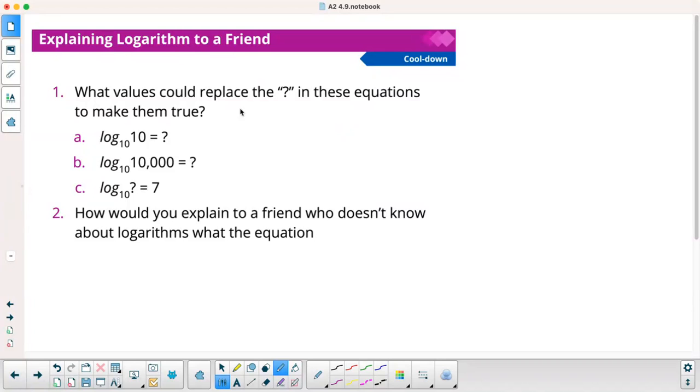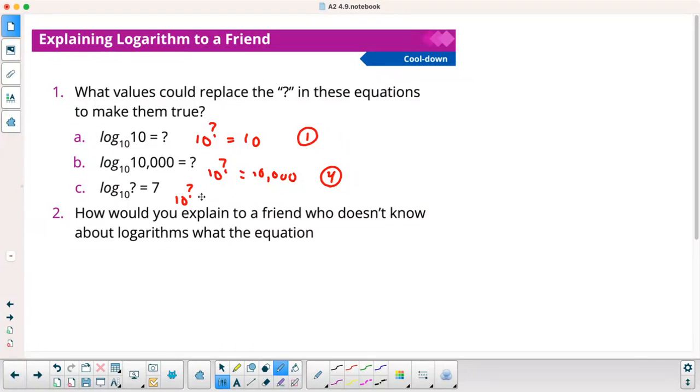All right, what values could replace the question mark in these? So 10 to what power? This 10 is my base, the question mark is my exponent. 10 to what power equals 10? Well, that would be 1. 10 to the first would be 10. This is my base, 10, this is my exponent. To what power equals 10,000? So that would be 10 to the fourth.